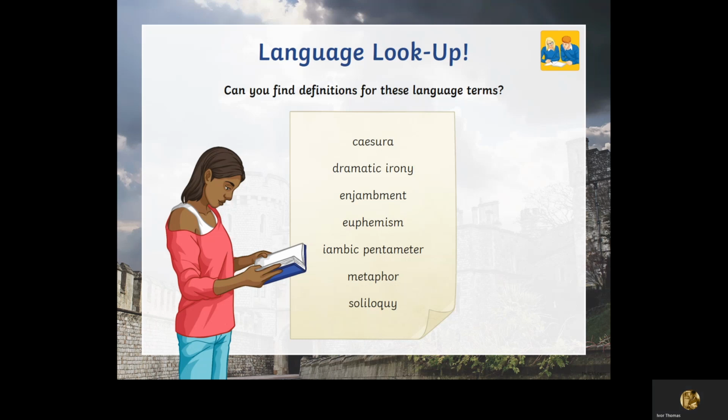So we would like you to Google or write down if you know the definitions of these phrases: caesura, dramatic irony, enjambment, euphemism, iambic pentameter, metaphor, and soliloquy. Those are going to be familiar in part, I imagine. We'd like you to email us with your definition of each, and that was your task for today. Talk to you soon.